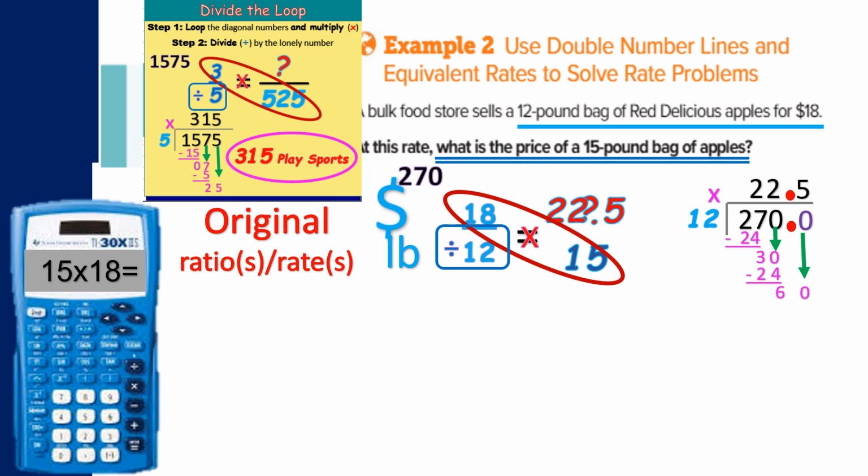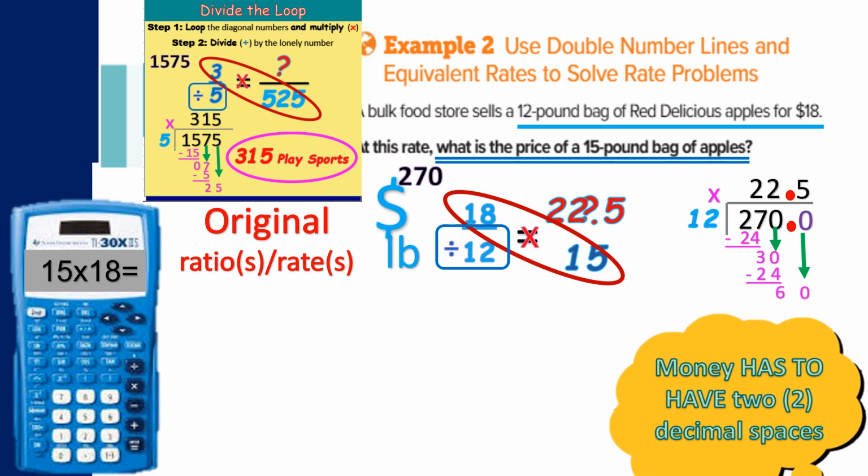So I end up with 22.5, but we're dealing with money, right? And since I'm dealing with money, I have to remember that money has to have 2 decimal spaces. So I can't keep an answer of 22.5. It has to be $22.50. And that's your answer.